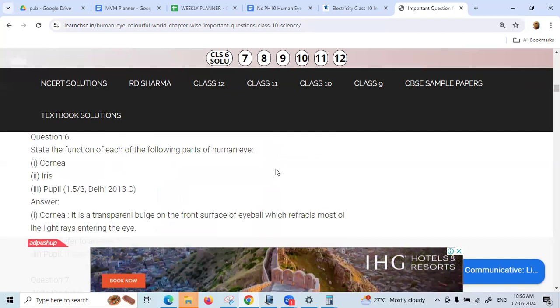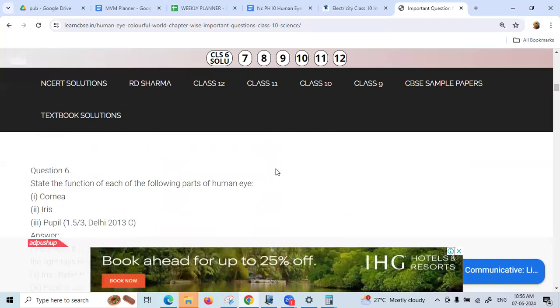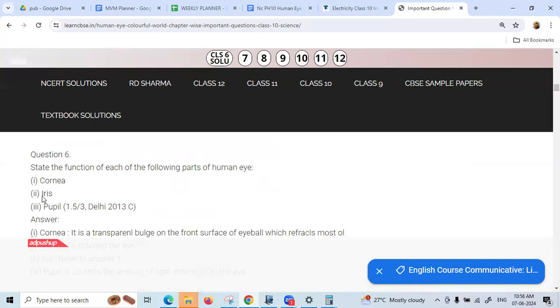Okay, so go do this question and don't look at the answer. First, you get your answer and then check. Function of the following parts. Cornea is the first part where the light is entering, and refraction happens here because there is a change of medium. Iris is for controlling the intensity of the light. Pupil is just the open part of the eye lens. Whichever part is the open part, that is the pupil.